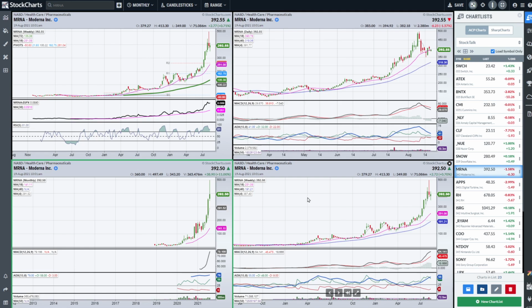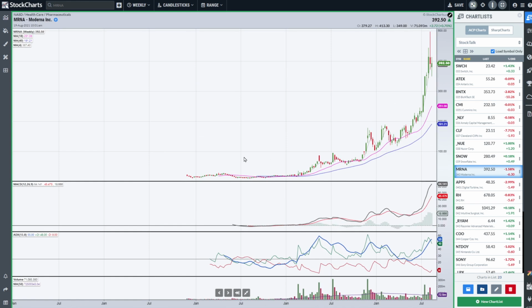MRNA, Moderna. So big, huge move. Pretty similar to some of the other names we've talked about. Look at the breakout pattern back here. And then we've got some volatility. I mean, this is a volatile mover, no doubt about it. Big, huge swings all the time. Even when you're in a strong uptrend, you can see the volatility in the blue line and in the buyers.